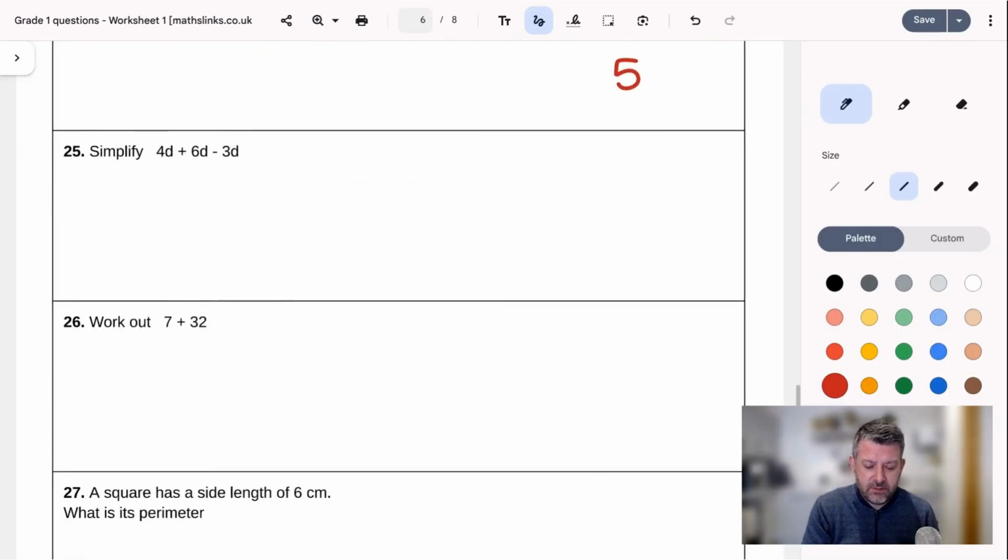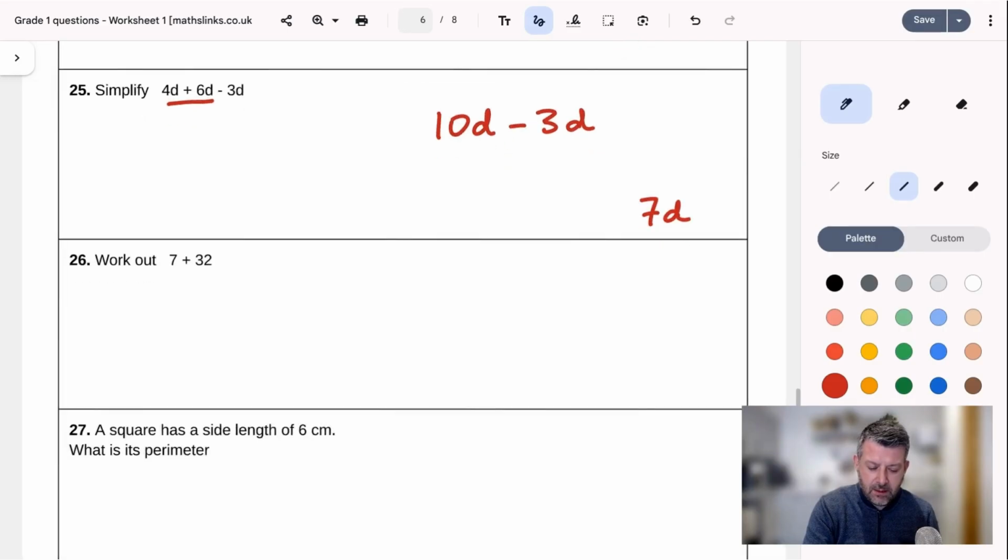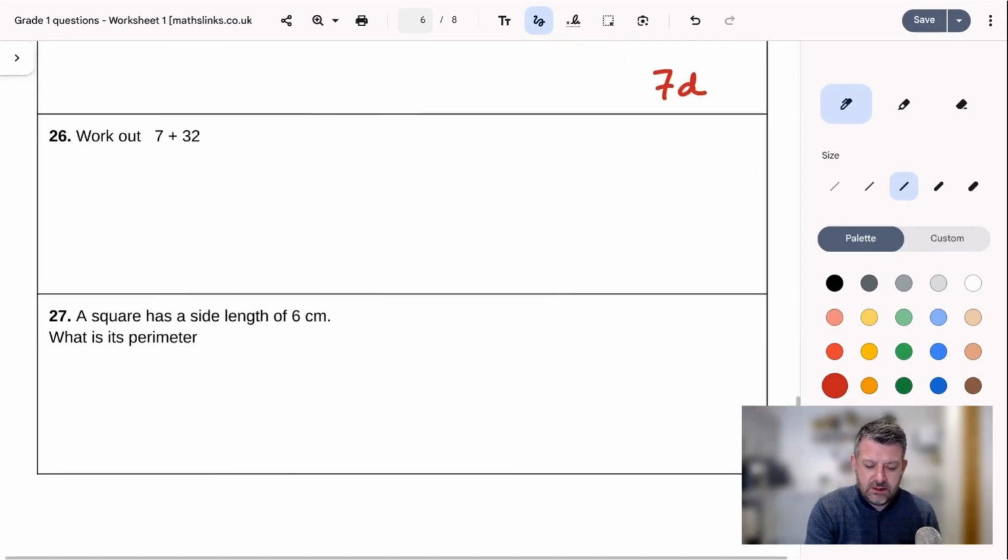Question 25, we're going to simplify this. So 4D plus 6D is 10D. And then we still got to take away 3D. 10 take away 3 is 7. 10D take away 3D, 7D. And the nice simple one here, 32 add 7. Should hopefully just be able to do it. The 2 and the 7 add to make 9. So 39.